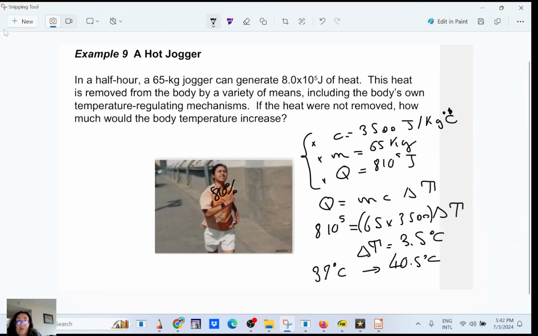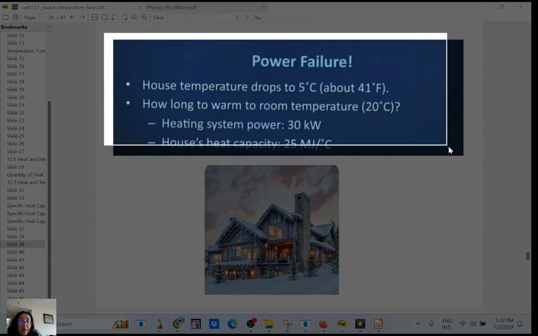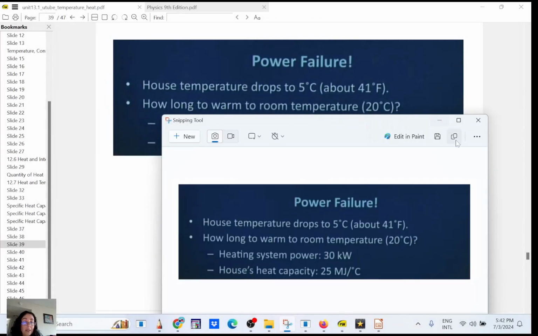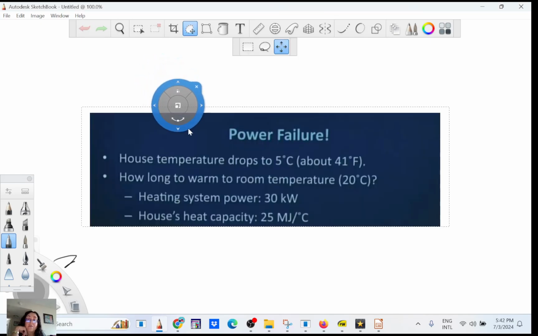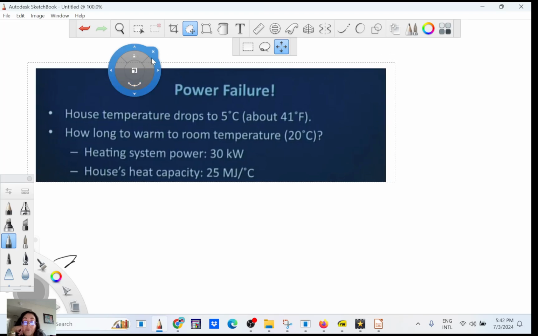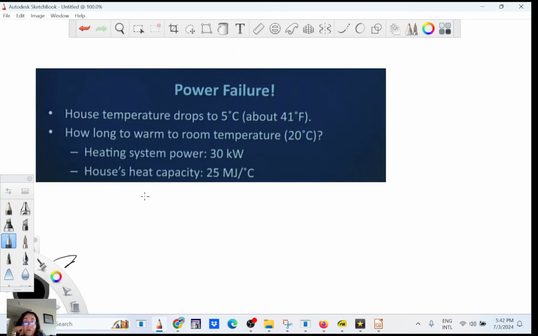Okay, so you can stop the video and try to solve this problem. It's not very hard. You can go step by step. So first of all, you want to increase the temperature from 5 degrees Celsius to 20 degrees Celsius. So that means that the increase in temperature that you want to achieve is going to be 15 degrees Celsius.